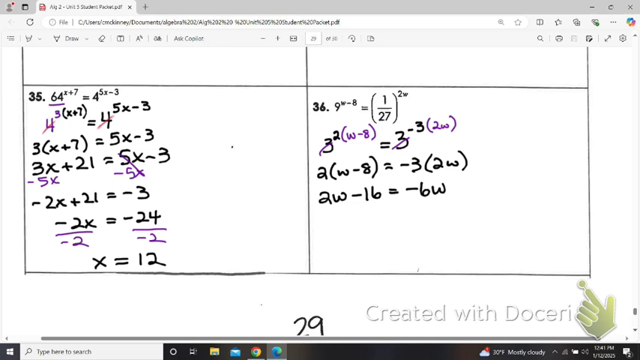Now, in this case, for a change, I'm going to move my variables to the right because there are no constants on the right. So it's going to be a little bit shorter if I move it over here. So now I have negative 16 is negative 8w. And when we divide by negative 8, w is positive 2. Good.